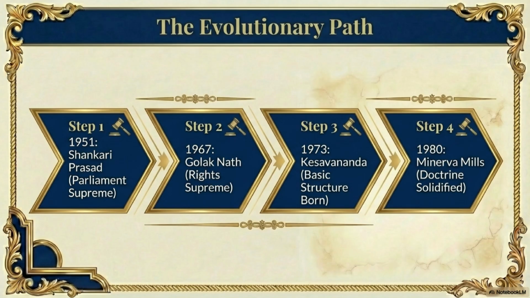Let's synthesize this for our listener. We've thrown a lot of dates and case names at them. We went from Parliament having total control in 1951 to zero control over rights in 1967. To a middle ground where they have control unless they touch the soul of the Constitution from 1973 onwards. That is the perfect summary.